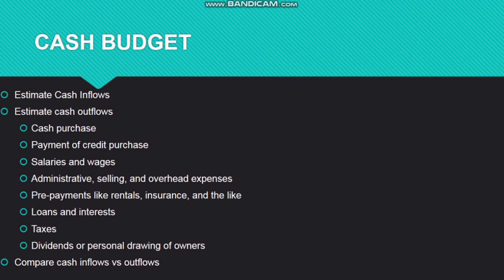Third is compare the cash inflows versus outflows. A detailed month by month comparison would determine surpluses and shortages of cash. This will provide information as to when to put in additional cash and when to use the excess cash for other profitable uses.